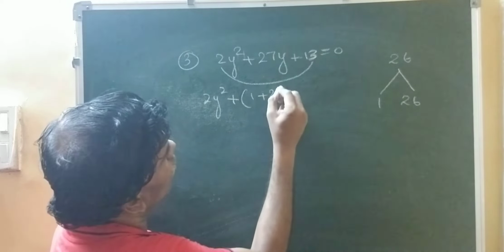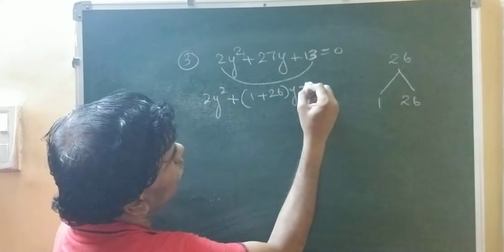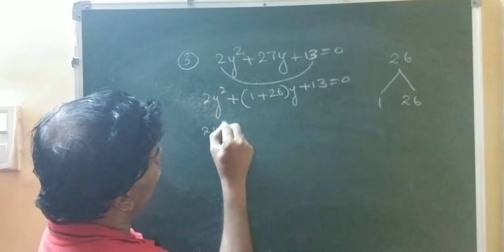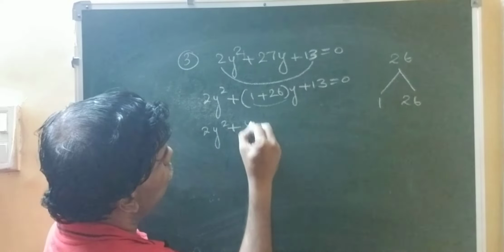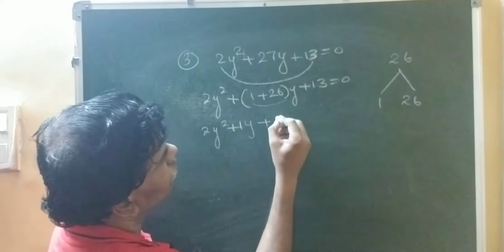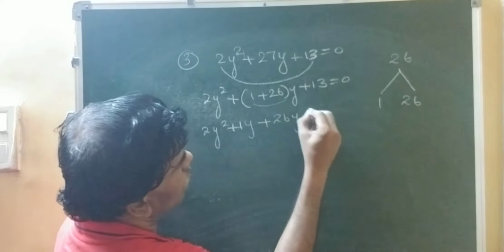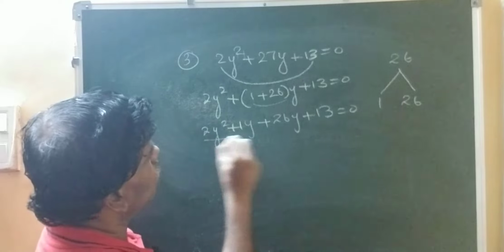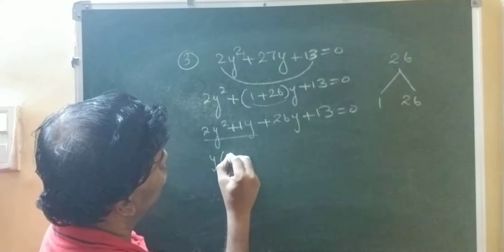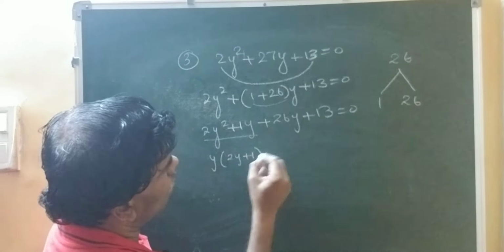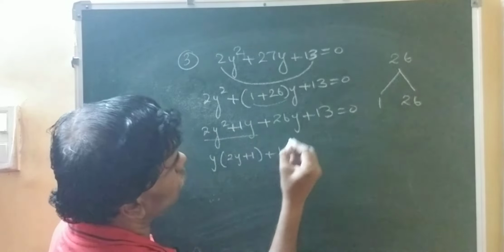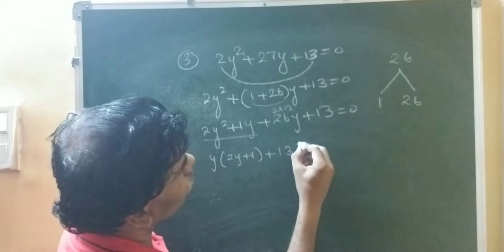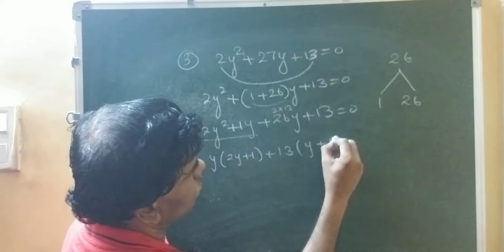Okay, so 2y square plus 1 plus 26y plus 13 equal to 0. So 2y square plus y plus 26y plus 13, which is equal to 0. So what is common? Only y. 2y plus 1. Here 13 is common. 2 into 13. So y plus 13.